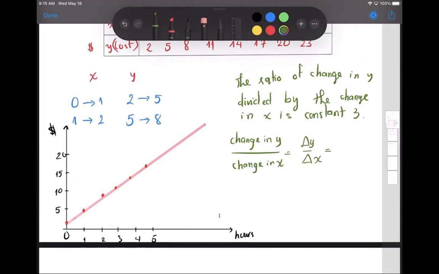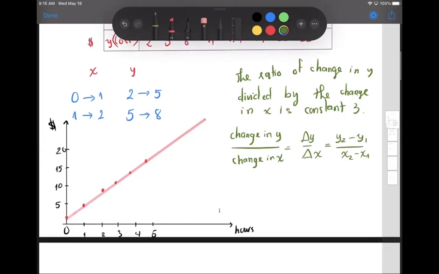So the change in y means y2 minus y1, over x2 minus x1. Now, if you start with y1 minus y2, then the bottom should be x1 minus x2. But we're going to keep it consistent here in this class. It's the same as in the textbook and with most instructors, so we're going to keep it y2 minus y1 over x2 minus x1.